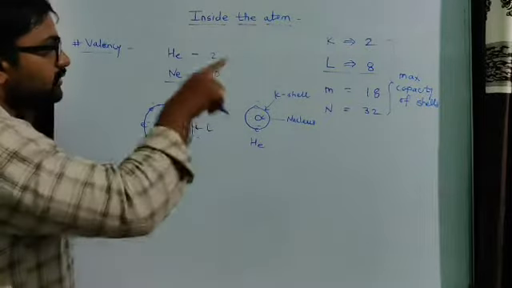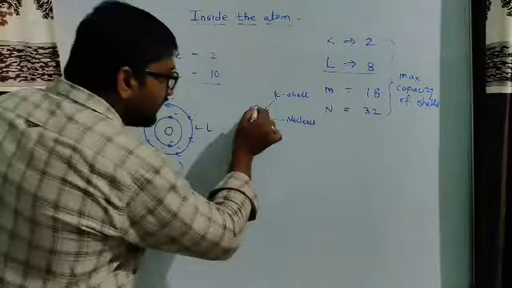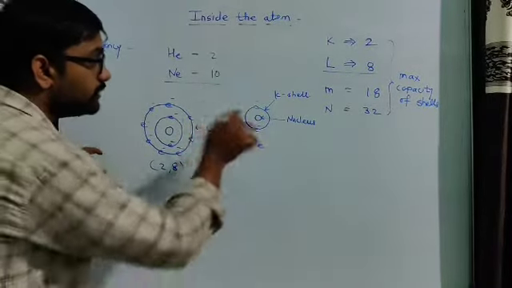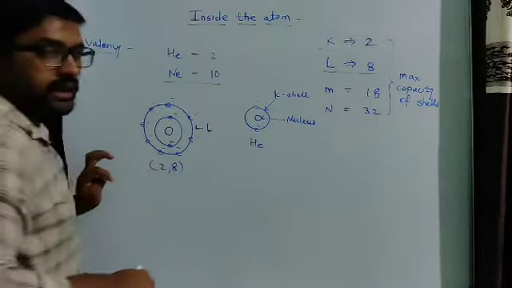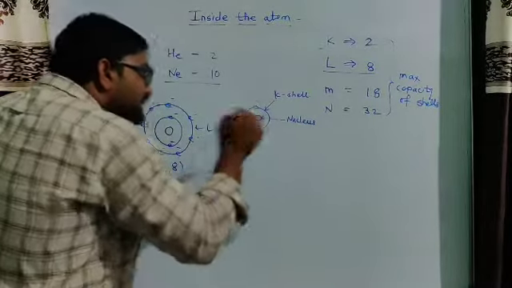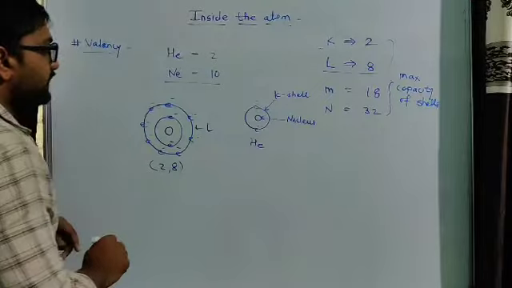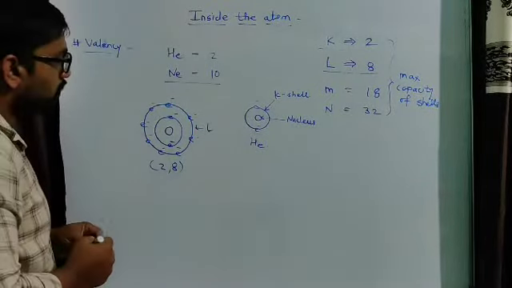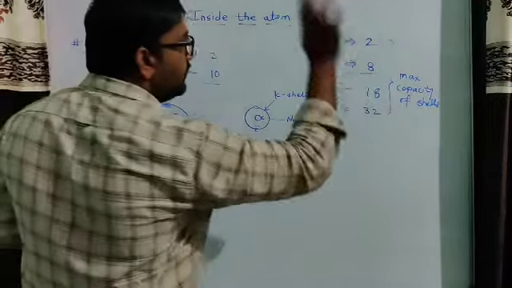Such an orbit is called what? That is the fulfilled orbit. Here the K shell is the outermost shell. In the K shell 2 electrons are there, so we can say that in the helium atom the K shell, that is the outermost shell, is completely filled. So in both cases, helium and neon, their outermost shells are completely filled.